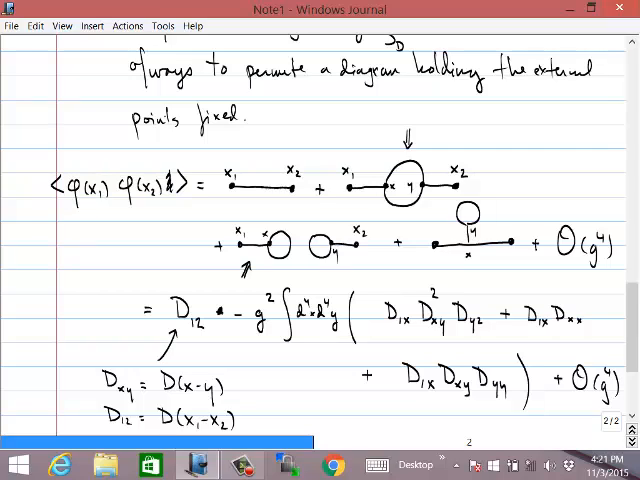And now the only thing left to do is to determine the symmetry factors. Yes, there's a question? I think you're missing... Oh, sorry. There's a D.